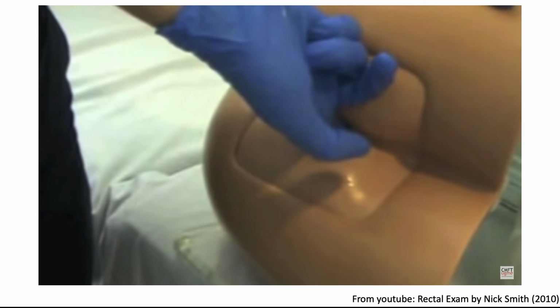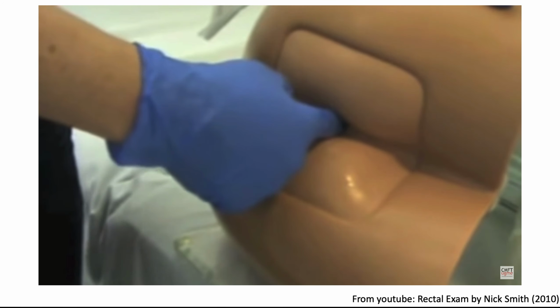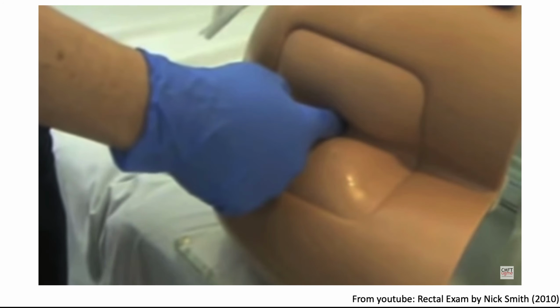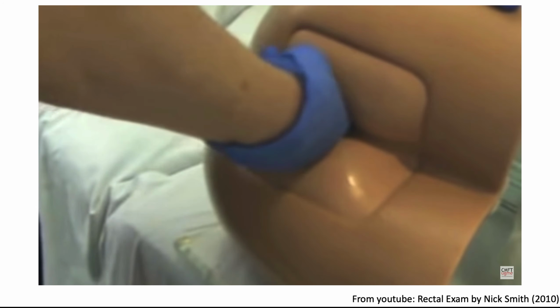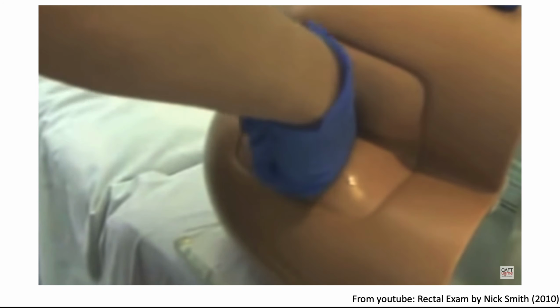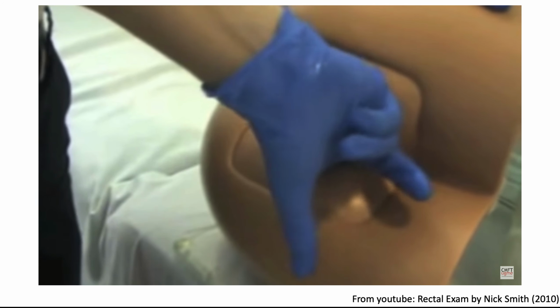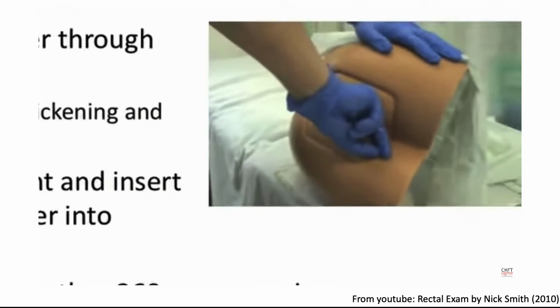Rotate your finger through 360 degrees, feeling for thickening and masses. Warn the patient that you're about to insert your finger deeper into the rectum, and then repeat your 360 degree sweep again, feeling for thickening, masses, and noting any feces there.